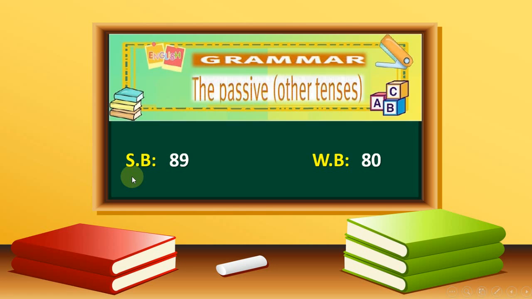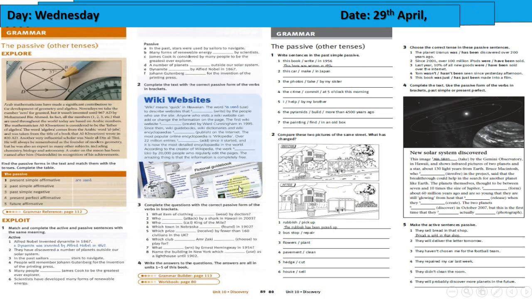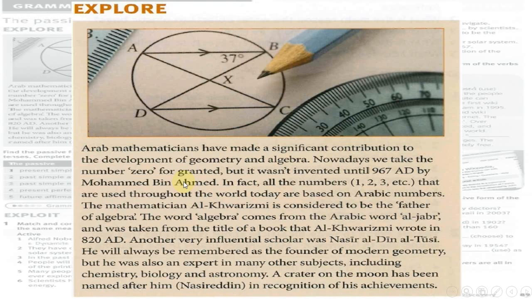So we are going to open our books. Here the student book to page 89 and the other part of the lesson in our workbook to page 80, as you can see here in this picture. So starting with our student book, page 89.